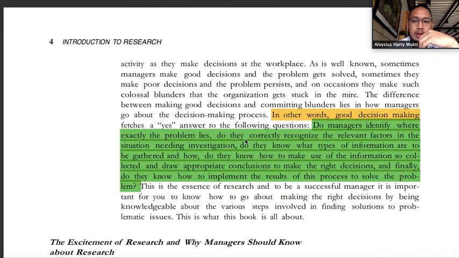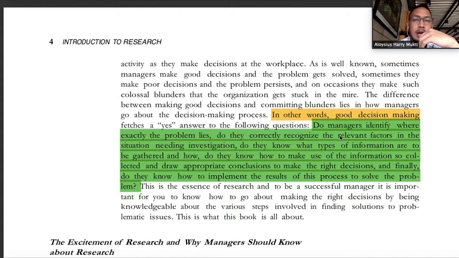In other words, good decision making fetches a yes answer to the following questions. The first one: do managers identify where exactly the problem lies? So when you are doing research, when you have a good title for your thesis, let me give an example: the influence of the existence of the board of commissioners toward stock price. So there's a problem in the stock price.